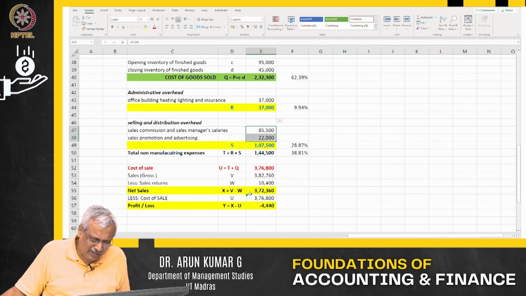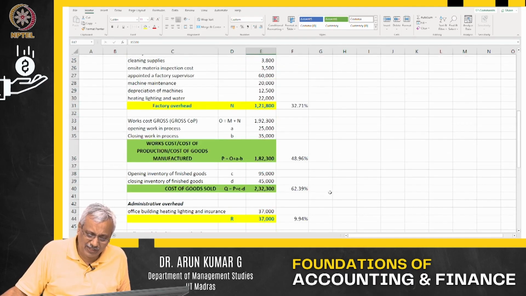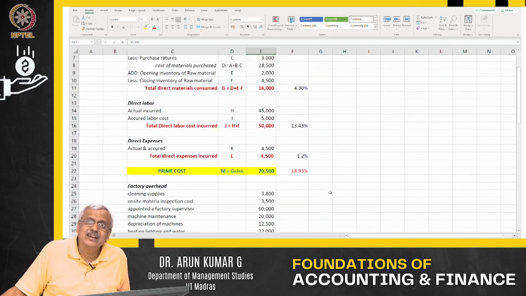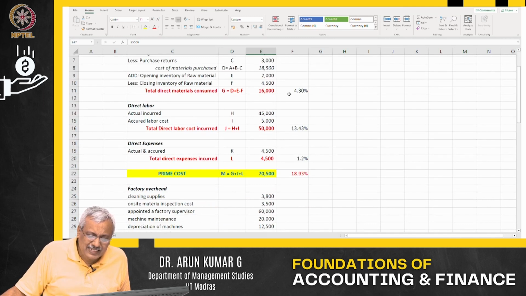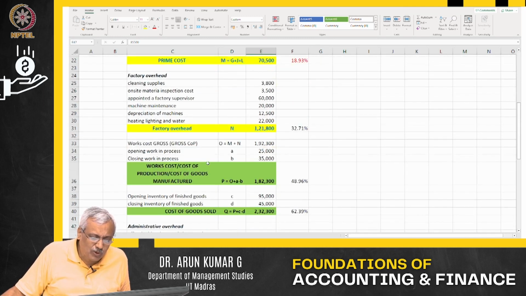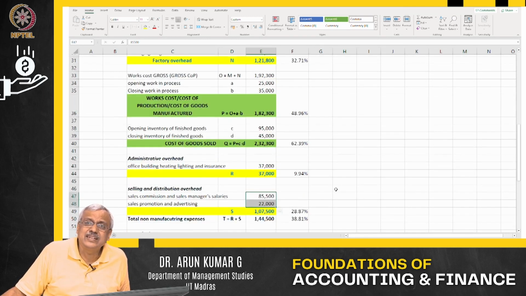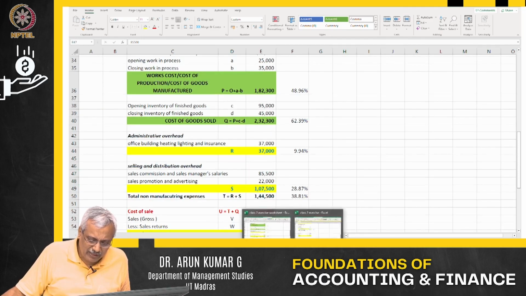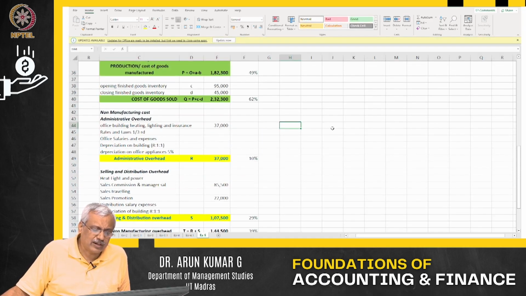The same profit or loss account I have prepared in a different format, and nothing beyond that. All that this gives me is some room. I will know where and how much I am spending. That gives me room for cost control in this particular case. This gives me room for cost control.